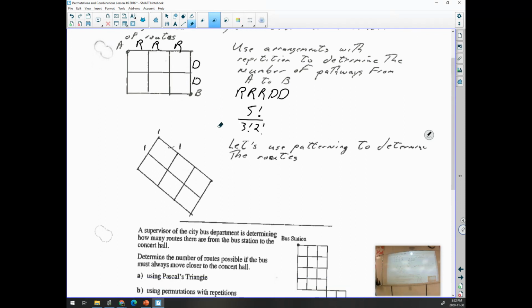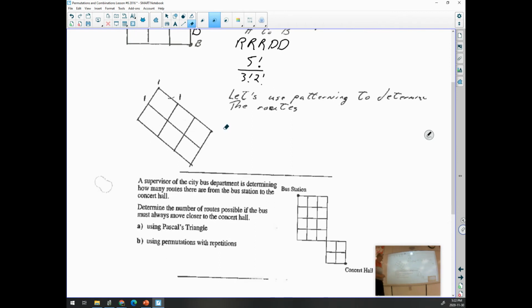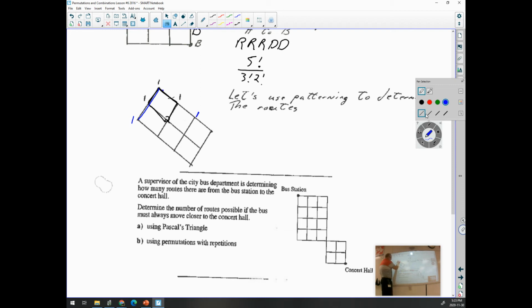If we look at the patterning here, there's one way to get from there to there, and one way to get from there to there. However, there are 2 ways to get to that point, through this one and through that one. There's only one way to get to this point, and only one way to get to that point, down that way. However, this point could be reached 1, 2, or 3 ways. This one, same reasoning, 1, 2, 3. One way to get to here.